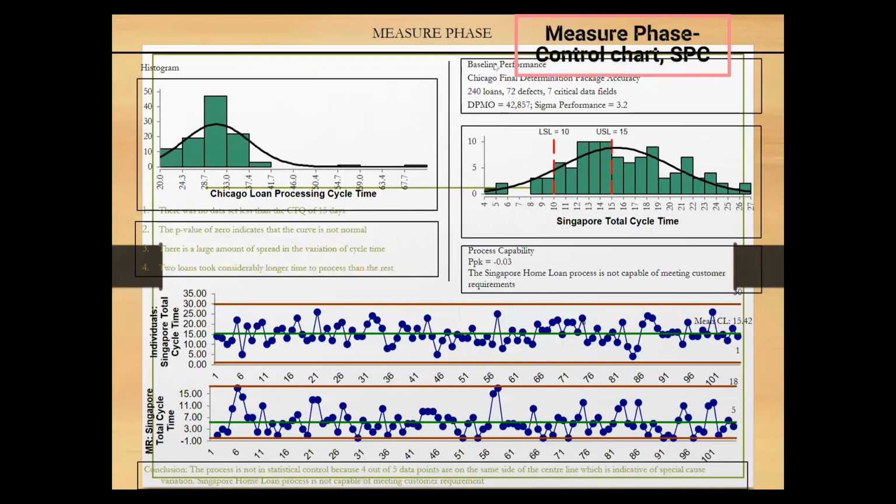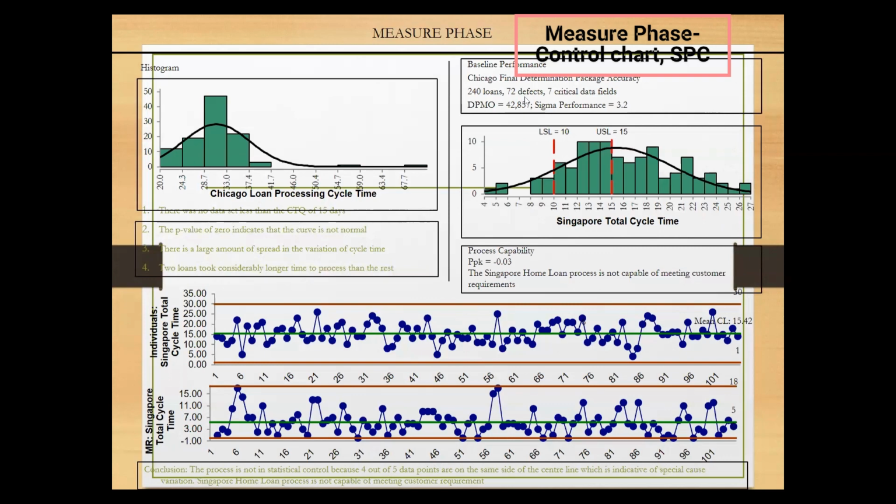Now we are talking about the measure phase. As you know, the measure phase does not give any solution. It only tells where the problem is. Let's say the Chicago processes. As you can see here, what is the lead time it is taking? Largely it is taking about 28 days, and it even goes up to 68 days as well.